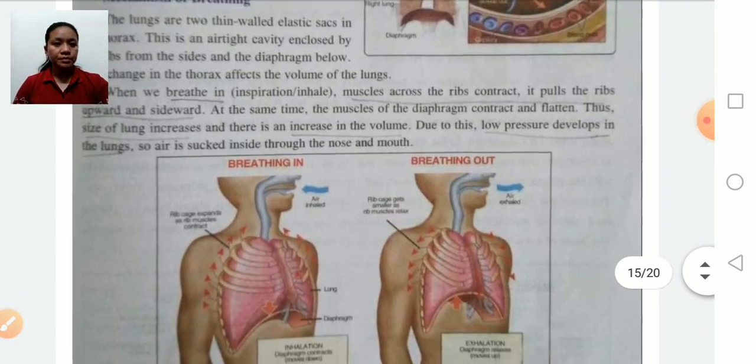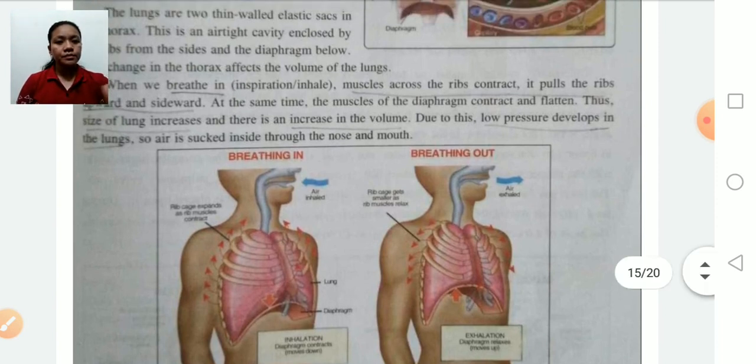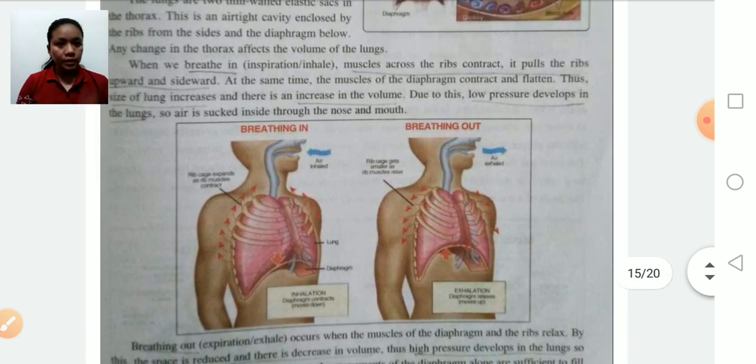See the picture here. When we breathe in, during inspiration or inhale, the muscles across the ribs contract. They pull the ribs upward and sideward. At the same time, the muscle of the diaphragm contracts and flattens. The size of the lungs increases, and there is an increase in volume, due to which low pressure is developed in the lungs. So air is sucked in. Okay, air goes inside through the nose and mouth.